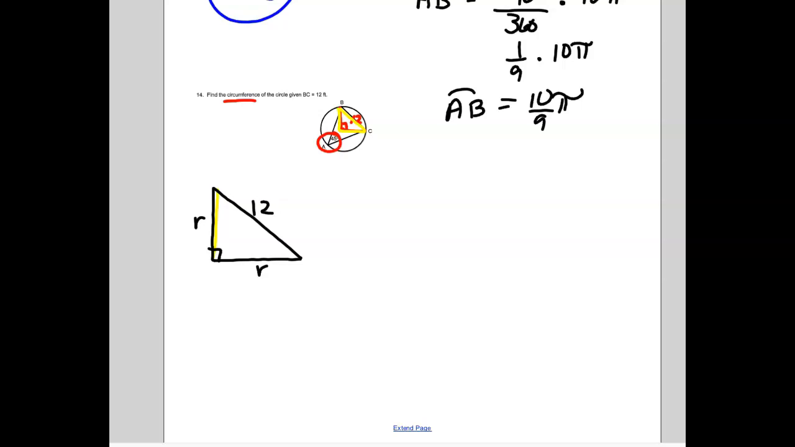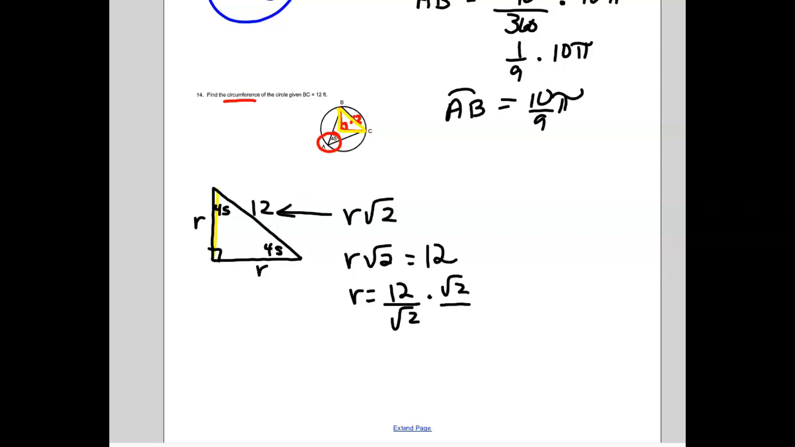or we could look at it and say, since it's an isosceles triangle with the two radii making the legs, we know that it has to be a 45, 45, 90 triangle. And this 12 is going to be our side length times the square root of 2. So if we have r root 2 equaling 12, we can divide by root 2, and we can rationalize that. So we get 12 root 2 divided by 2, or 6 root 2.